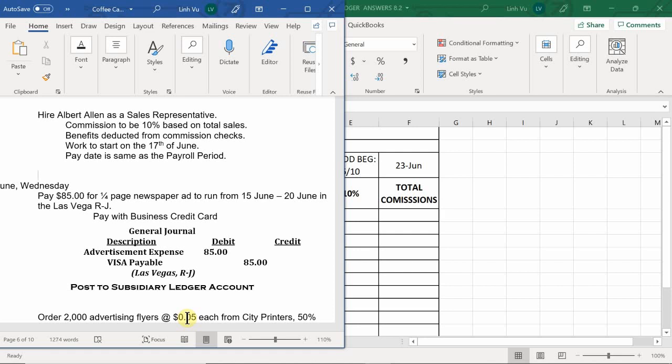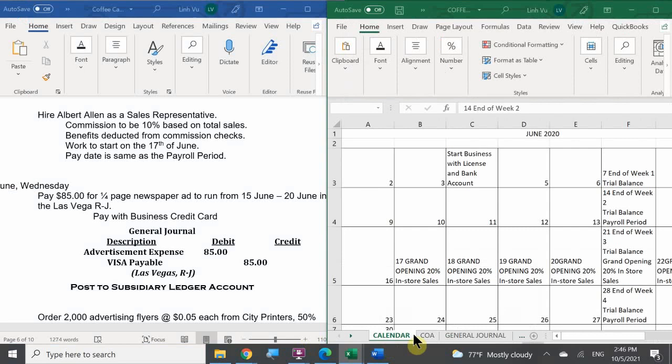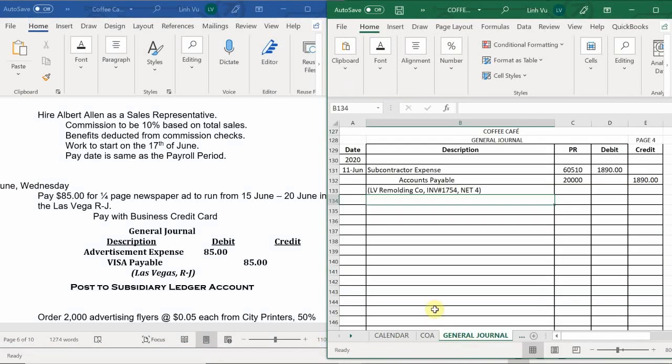So in this case, we bought a section in the newspaper. How much did it cost us? $85. In this case, how did we pay? We paid with a business credit card. Where does it say in our books that we have a business credit card, or what kind of account would we use for a business credit card? Let me see. Here, Visa payable on liabilities. Perfect. Visa payable on liabilities.